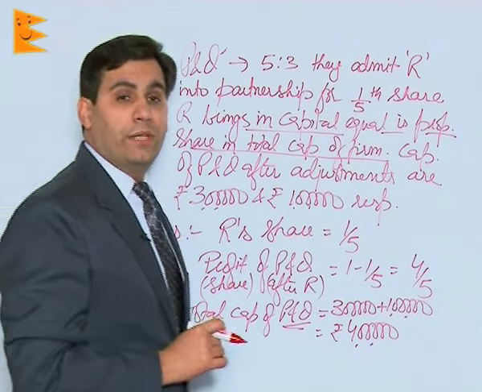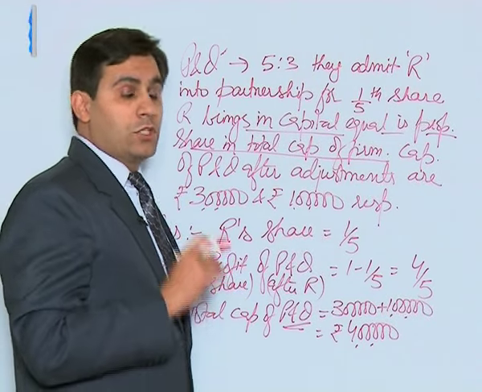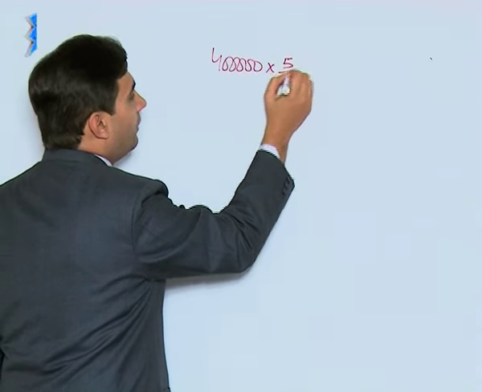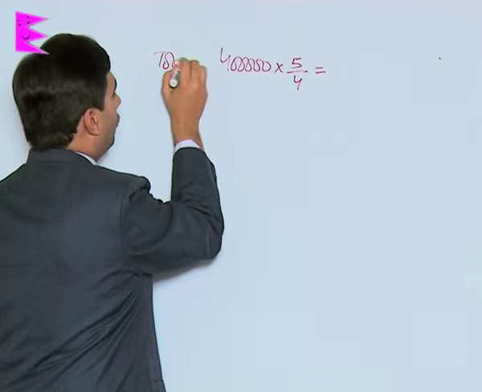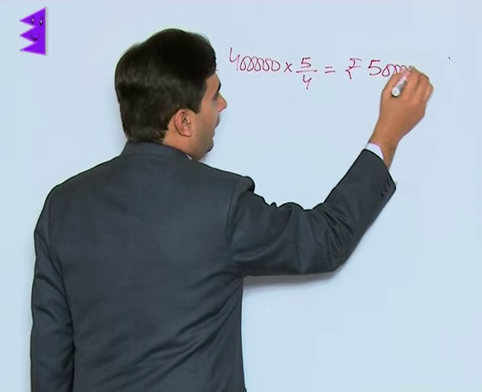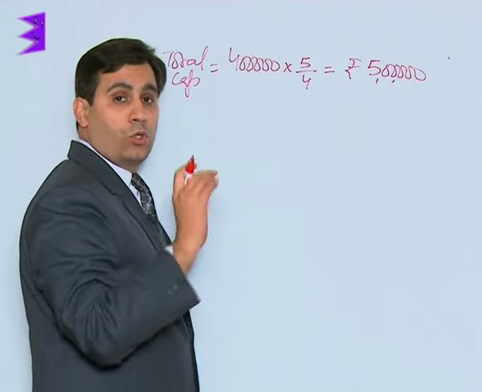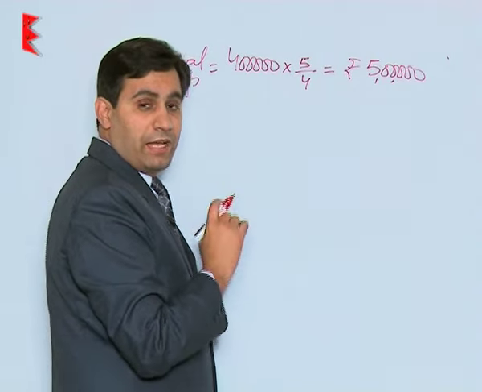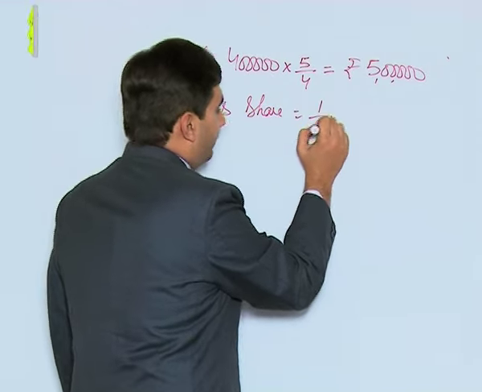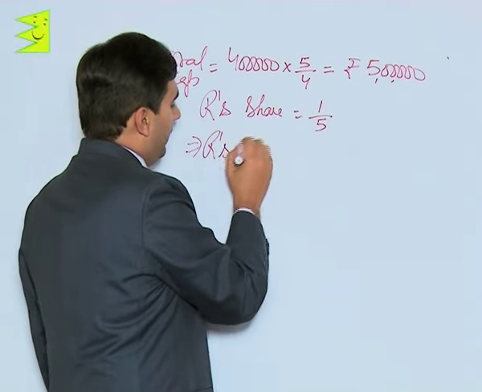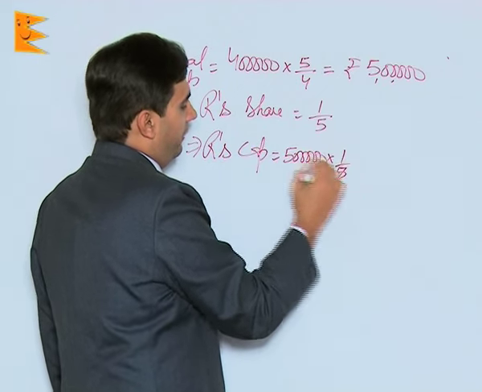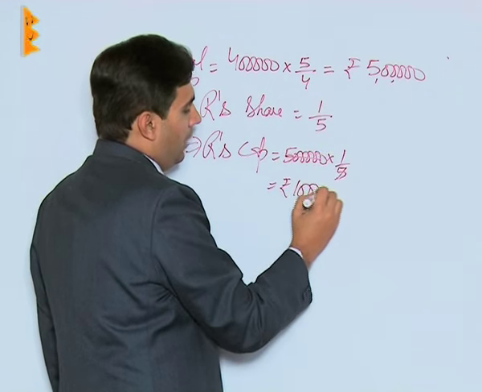On this basis, we can calculate the total capital of the firm. So now the total capital of the firm would be equal to 4 lakh into 5/4. That means total capital comes to rupees 5 lakh. So now students, the total capital of the new firm is 5 lakh. R's share in profit is 1/5. This implies R's capital would be equal to 5 lakh into 1/5, that is rupees 1 lakh.